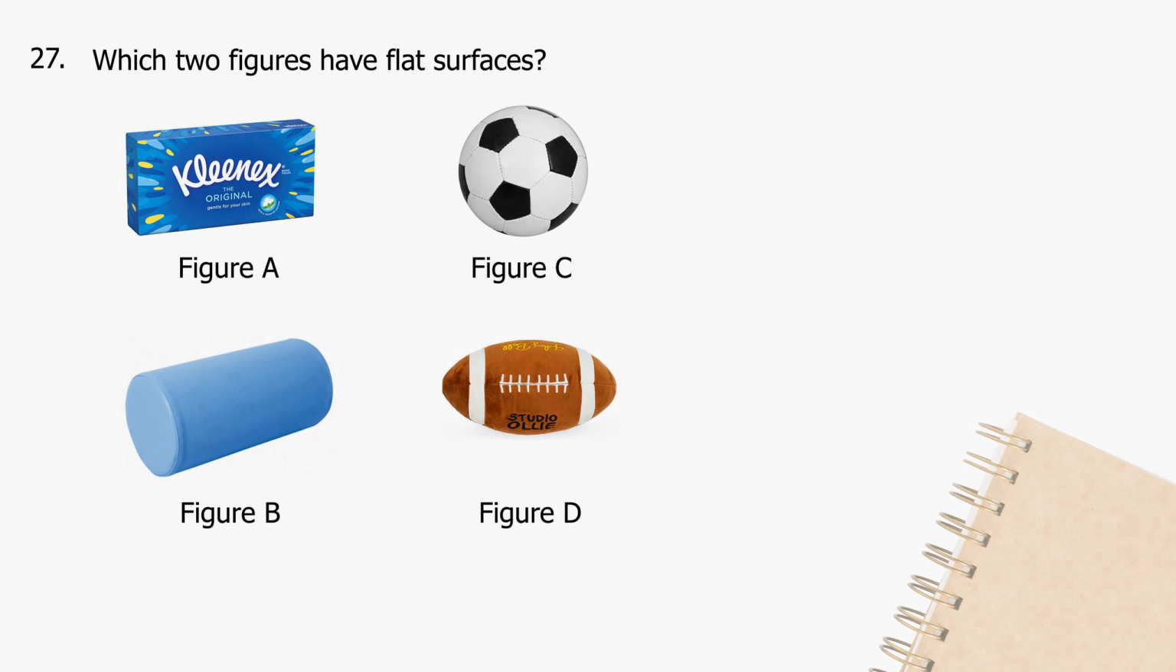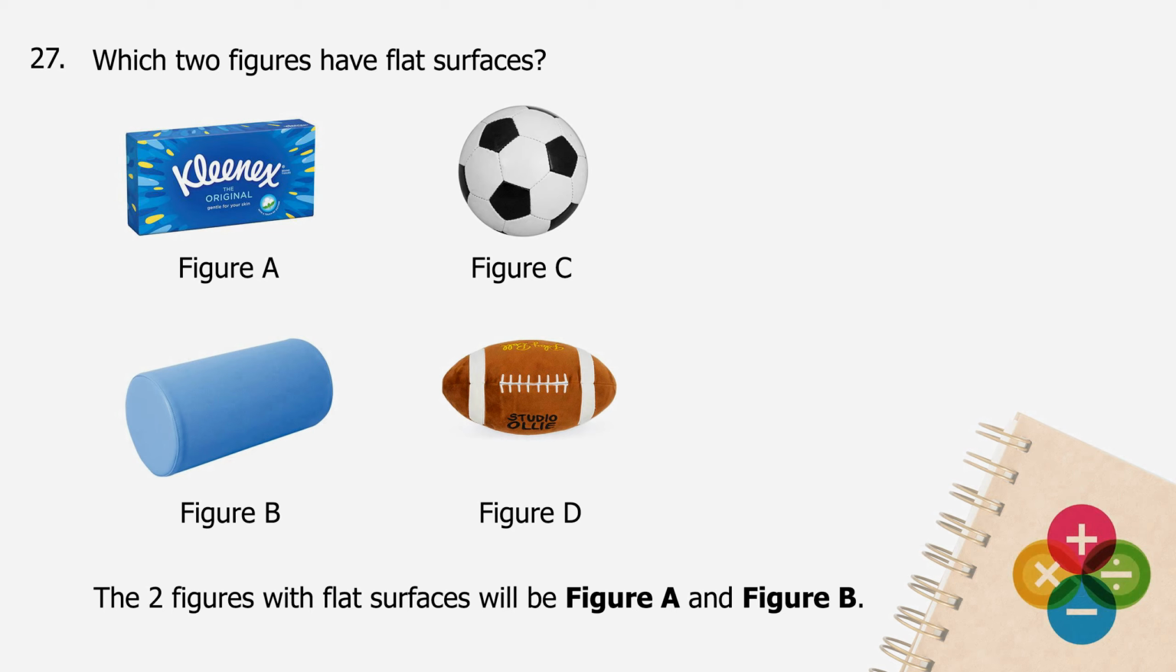Question 27. Which two figures have flat surfaces? The two figures with flat surfaces will be figure A and figure B.